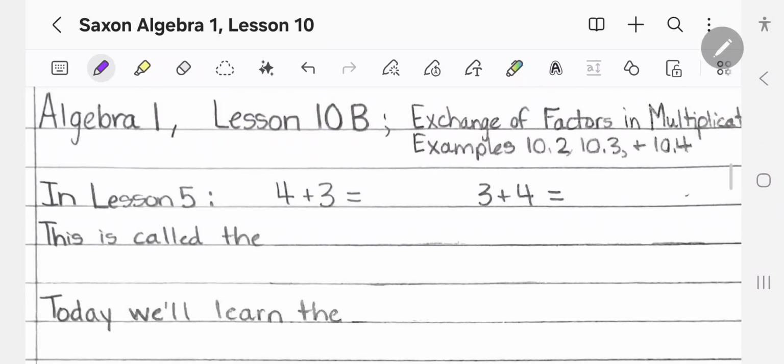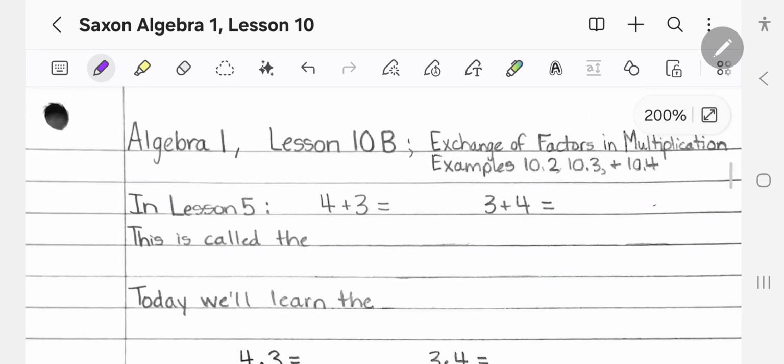This is Algebra 1, Lesson 10b, Exchange of Factors in Multiplication. It includes examples 10.2, 10.3, and 10.4.